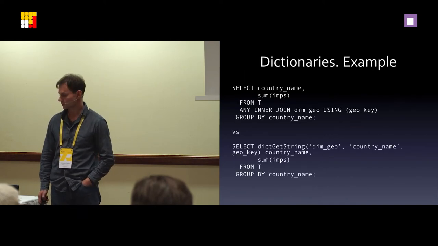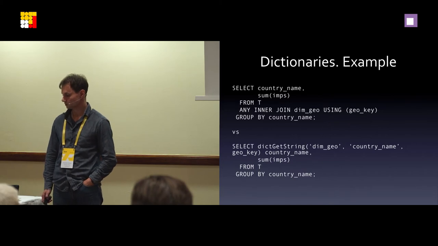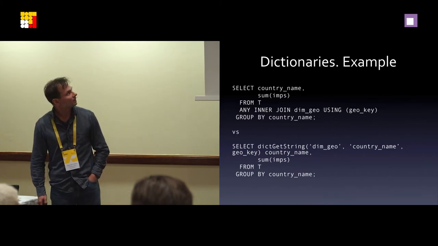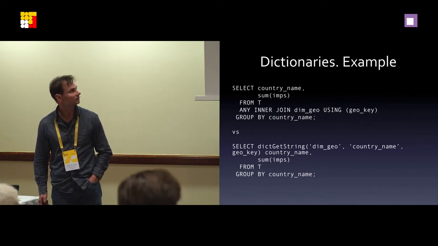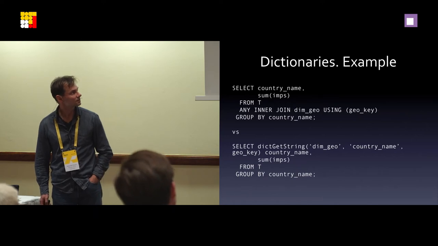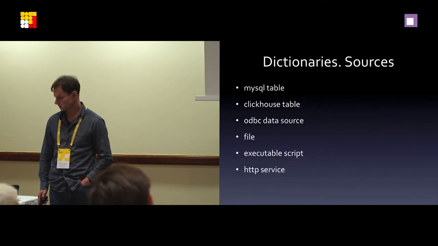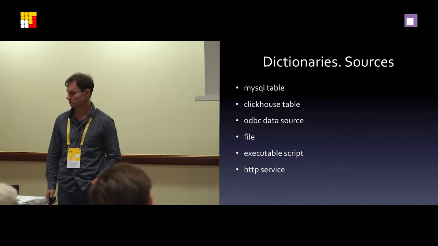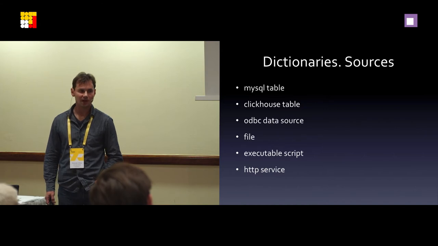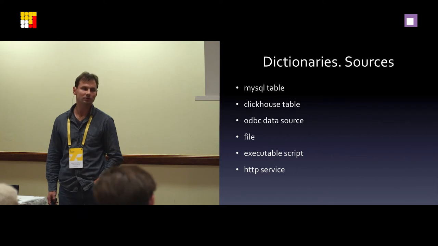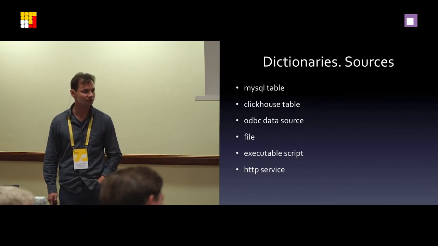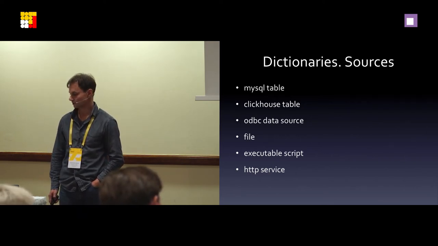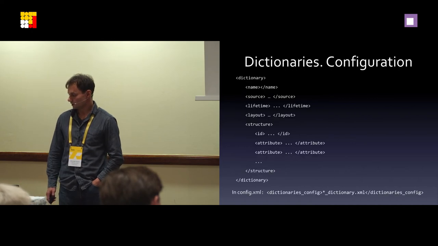This is an example of a SQL query using a join and using a dictionary call. As you see, it doesn't look very neat, but it's pretty easy, right? A dictionary can have multiple sources. Traditionally, you may want to have some other database, MySQL or any ODBC data source, but you can also have files, scripts, and HTTP services, which adds extra flexibility.